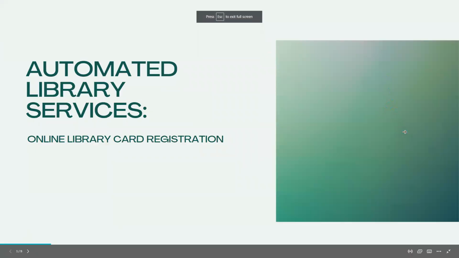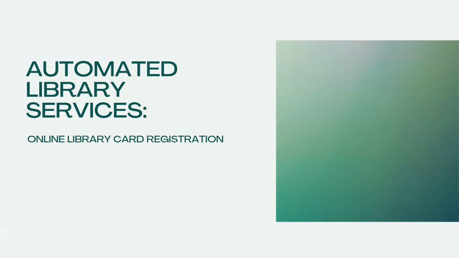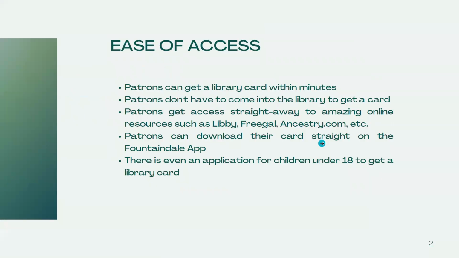So today we're talking about automated library services and online library card applications in particular. I'm going to quickly go over some of the benefits that it provides. First and foremost, patrons can get a library card within minutes. They don't have to come into the library to get a card or take time out of their busy day. Patrons can get access straight away to amazing online resources, and they can also book study rooms as well as register for online programs.